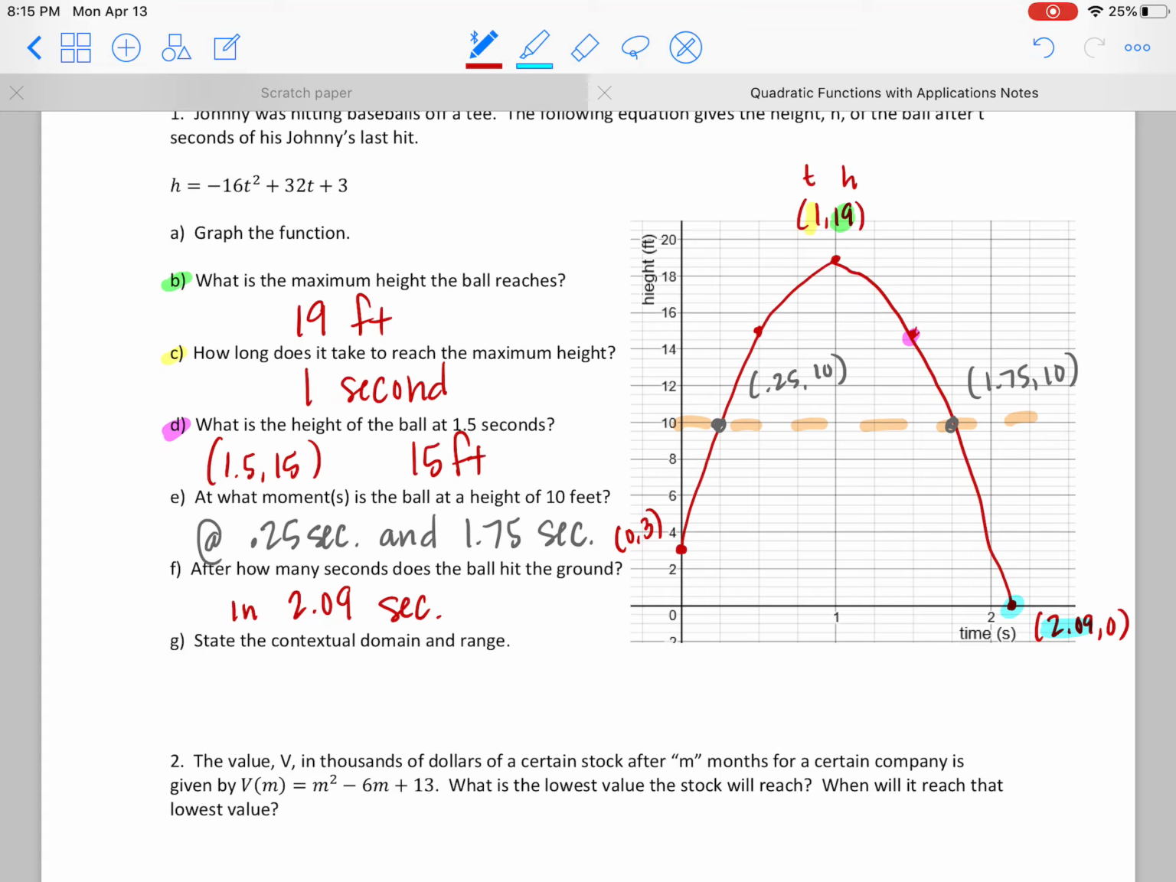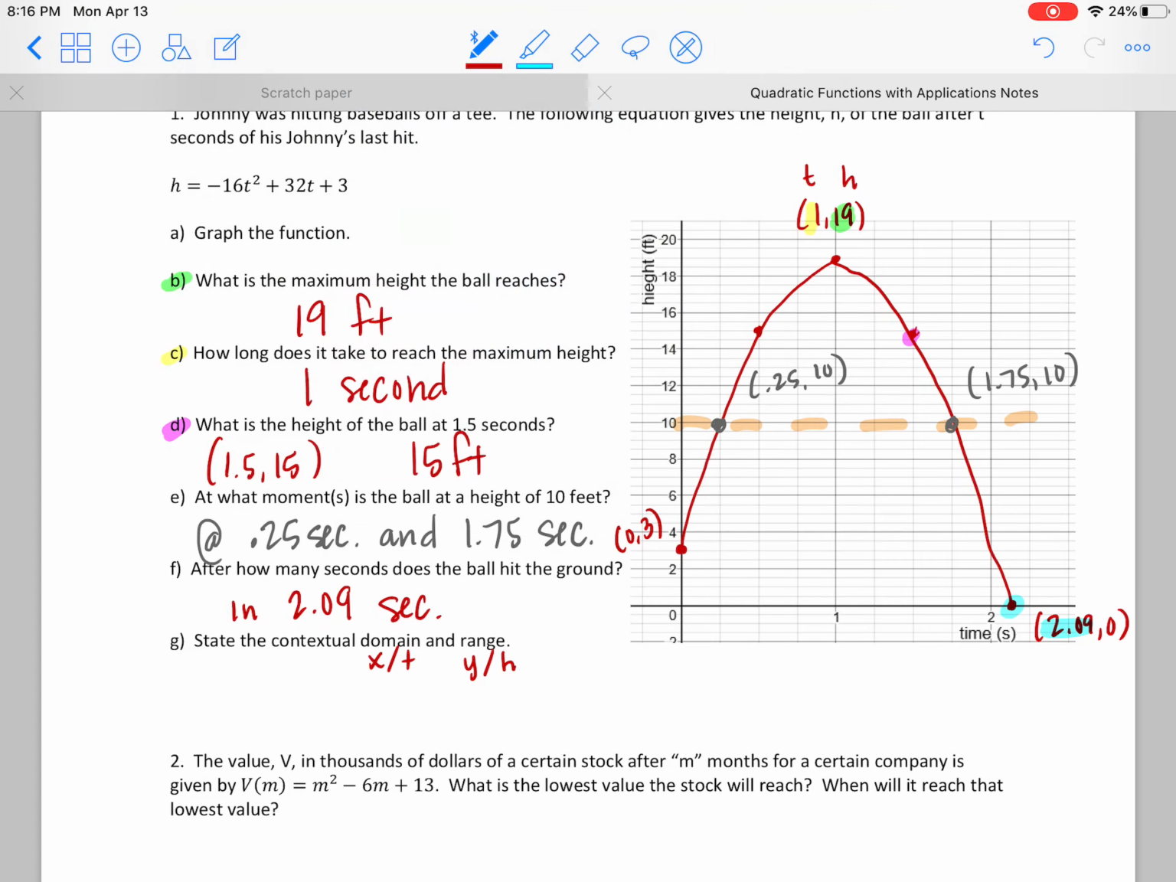And then the last piece here is just the contextual domain and range. The domain is your x values, or in this case, x's are time. And then the range is normally your y values, or in this case, it's height. Now, if there was no context here, technically your parabola goes left and right forever. So when you're looking at the domain, we would say the domain would be everything from negative infinity to infinity. But the domain is restricted here.